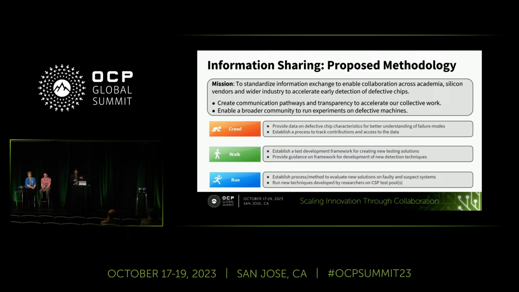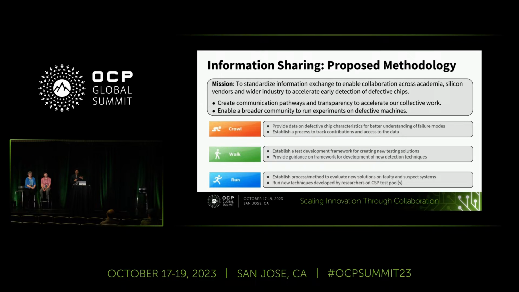And then as part of that, establishing a process to track all of that data and all of those contributions and so on. So really the first step here is understanding the problem or problems that exist.